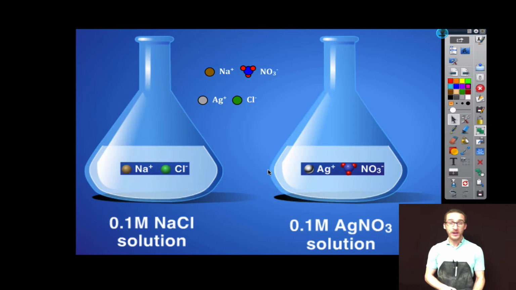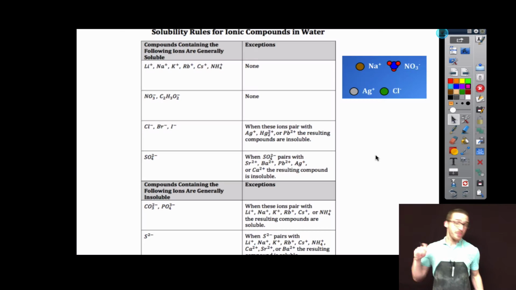Step number 3. Determine the solubility of each product in water by using that handy dandy solubility rules reference chart. And then the question becomes, which one of these things is going to form an insoluble solid, an insoluble precipitate, and precipitate out of solution? That's where this handy dandy list of solubility rules will help you out.